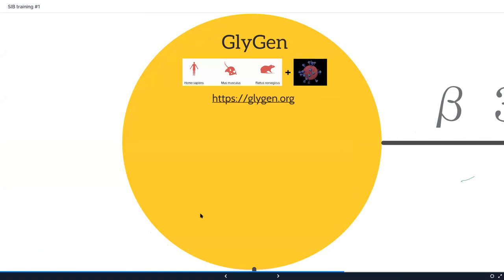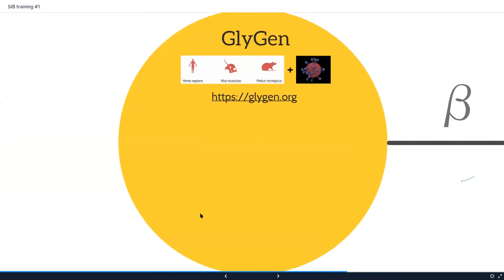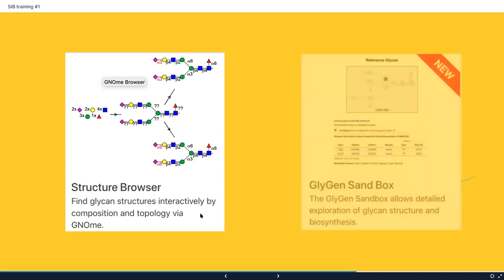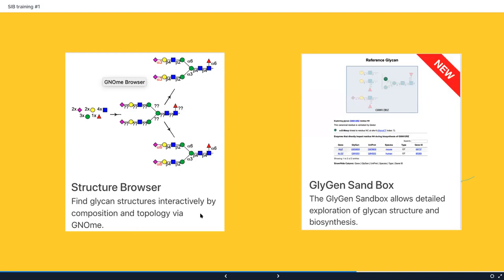This is the GlyGen URL. And they have a specificity on the structure browser that is called the GNOME browser, so you can actually find the related structures when inquiring about structures. And very recently, this is really new, just out of the box, they have the GlyGen sandbox, which really looks into also the glycogenes.